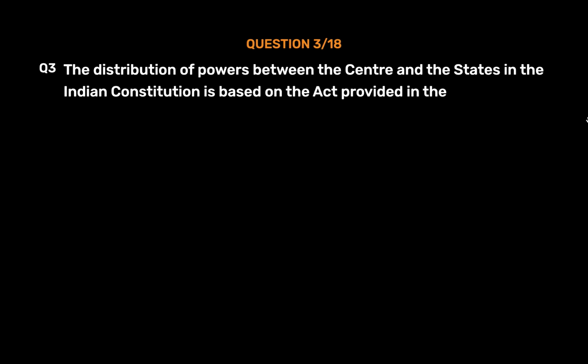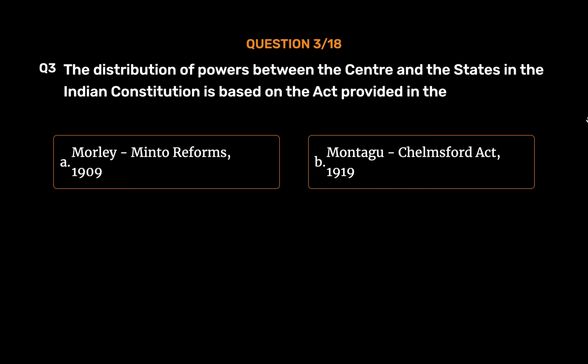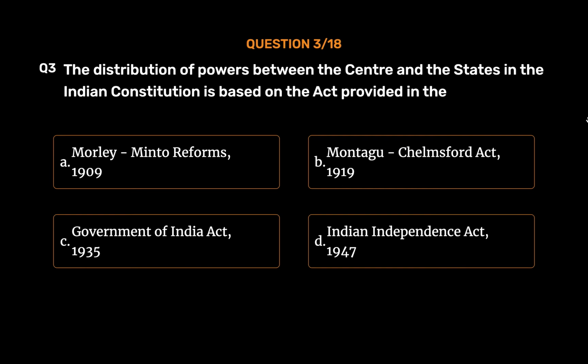Question number 3. The distribution of powers between the centre and the states in the Indian Constitution is based on the Act provided in the Option A. Morley-Minto Reforms, 1909. Option B. Montagu-Chelmsford Act, 1919. Option C. Government of India Act, 1935. Option D. Indian Independence Act, 1947.